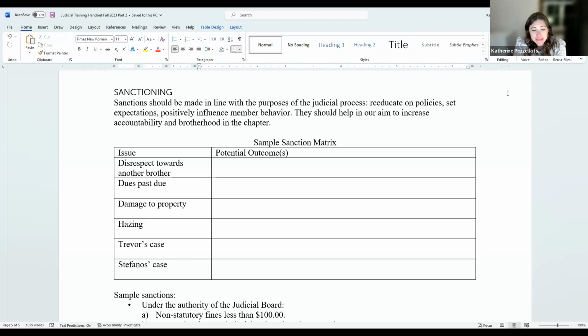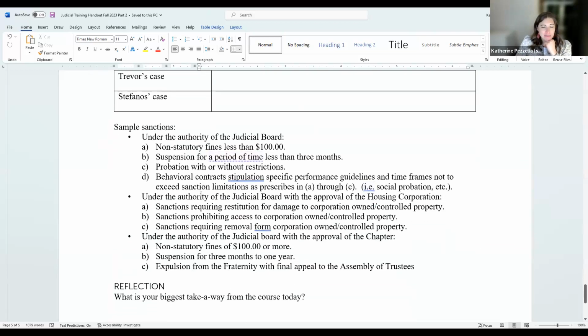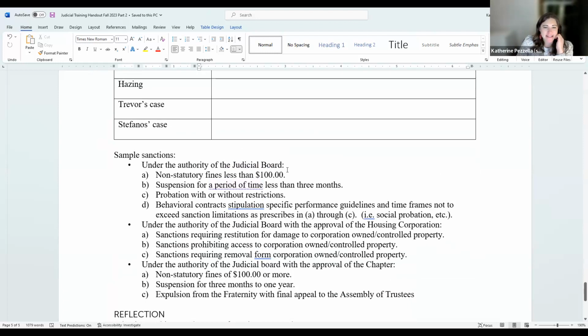Okay. Do you have any questions about sanctioning? All right, advisors should be involved in sanctioning, like I said, and then you've got a bit of a key here, right? So with J Board, they can do fines less than 100. You can suspend for less than 3 months. You can have probation with or without restrictions, right? That might be a social probation. It might be an activity probation, like you can't participate in homecoming or whatnot. You can utilize behavioral contracts. That might help in a failure to pay your dues situation, right? You sort of have a payment plan with them, give that to your vice president for finance. All right, that can be a nice gift from the J board. Here, we took care of this for you.